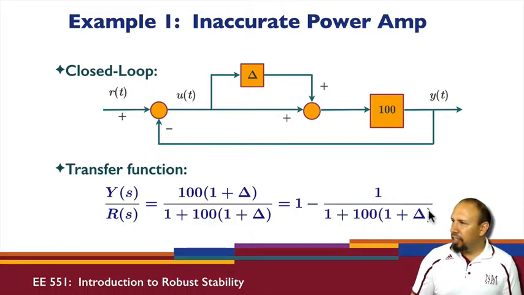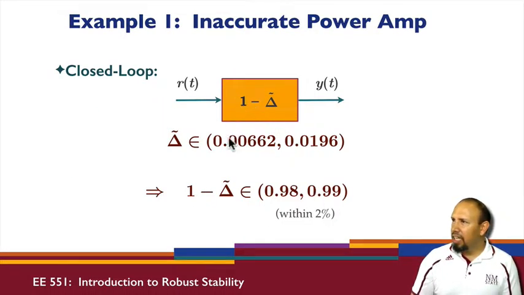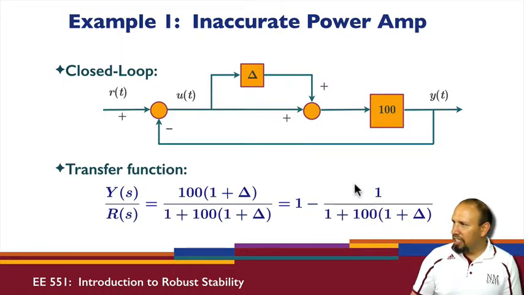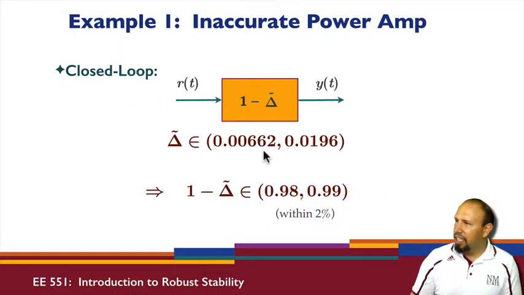So this is an uncertainty term now. We've transformed our uncertainty into an uncertainty like this. That uncertainty delta is a number. That's what we're going to call delta tilde. Delta tilde now as a number is between 0.00662 and 0.02 basically. And so if we look at this quantity now, we have something between 0.98 and 0.99. So we're within 2% of having exactly 1.